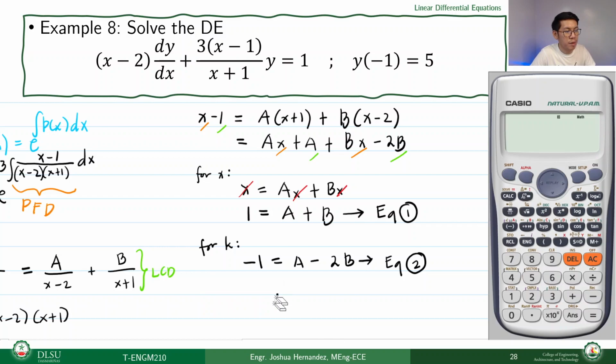Pagandahin lang natin para may variety. By mode 5.1, we're going to get values for A and B. So, paano natin kukunin yan? Well, let's go to our calculator.